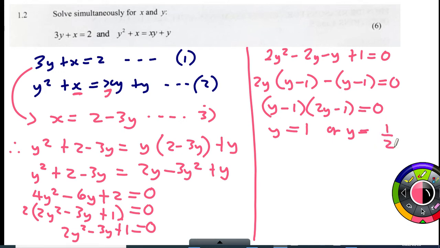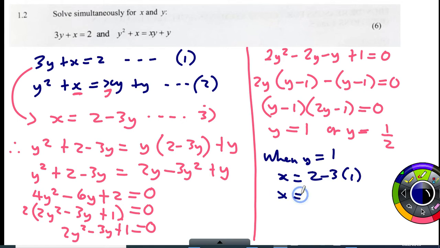So if you answer these questions, you should be marking your work, not seeing it for the first time. Okay? So, when y is equal to 1, what is x? So we substitute here. 2 minus 3 times 1. So x is going to be 2 minus 3, which gives me x equal to negative 1.